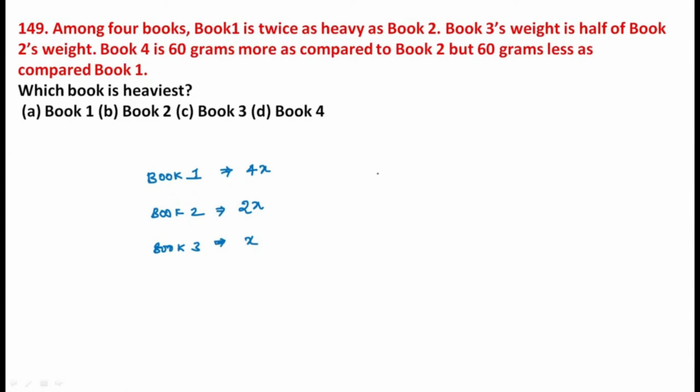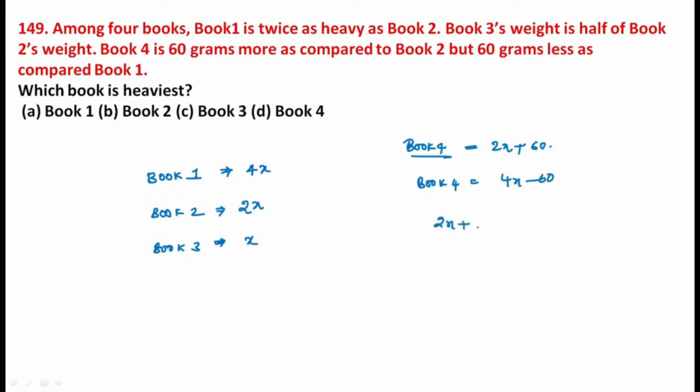Now book 4. There is data related to book 4. Book 4 is 60 grams more than book 2, so 60 grams more than book 2 means 2x plus 60. The same book 4 is compared the other way: 60 grams less than book 1, so 4x minus 60. Both comparisons are related to book 4 only.